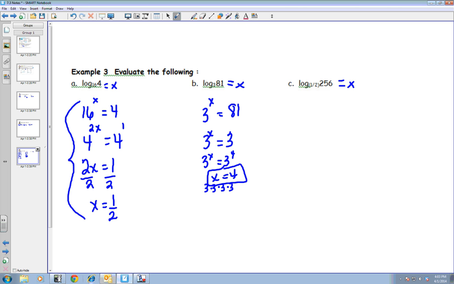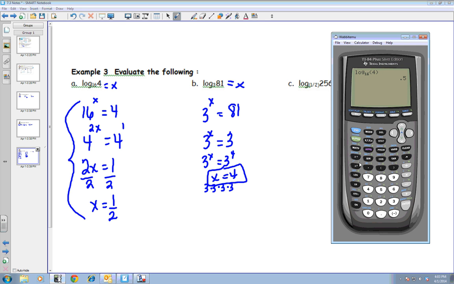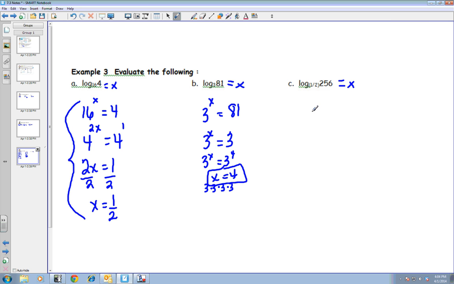All right, let's check it. Math. I'm going to scroll all the way down to my log base. So I'm going to enter in my 3 and enter in 81. Okay, we'll have one more.